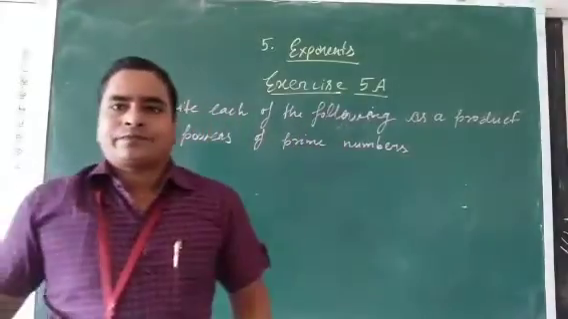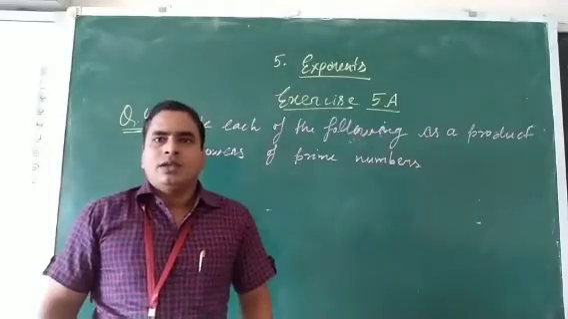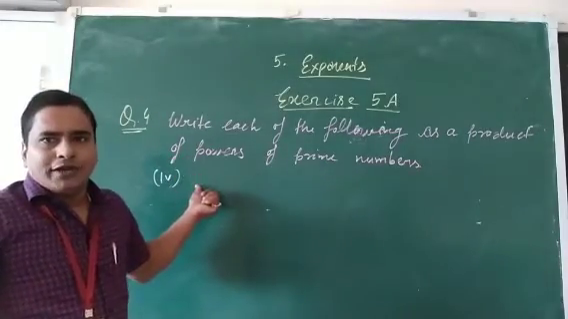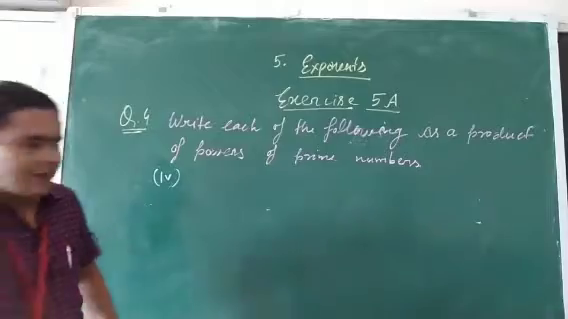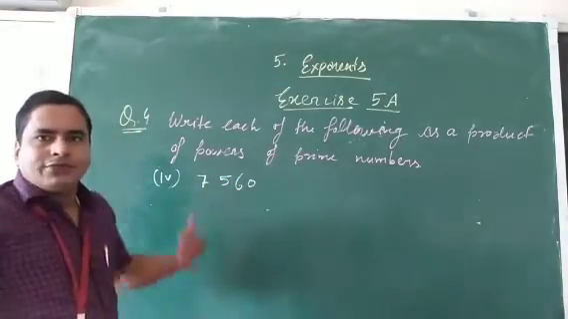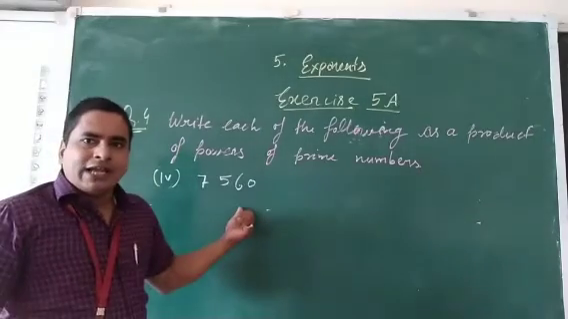See here. So students, next we will discuss the fourth part. Okay, the fourth part is given: 7560. First we have to find the prime factorization of this number.